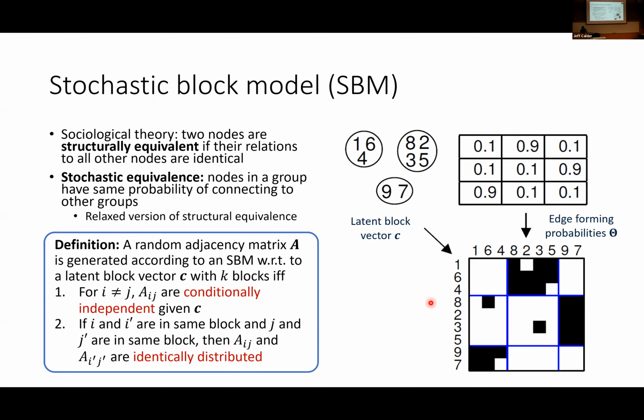So here's an illustration. Let's say we have a network here with 9 nodes. We have 3 different blocks or groups. So nodes 1, 6, and 4 are in the same group. Nodes 8, 2, 3, and 5 are in the same group. 9 and 7 are in the same group. And then you have this matrix here of edge-forming probabilities, which says that nodes in group 1 form edges with other nodes in group 1 with probability 0.1. Nodes in group 1 form edges with nodes in group 2 with probability 0.9. So this is a k by k matrix. And then you get back here your possible adjacency matrix showing the different edges that get formed.